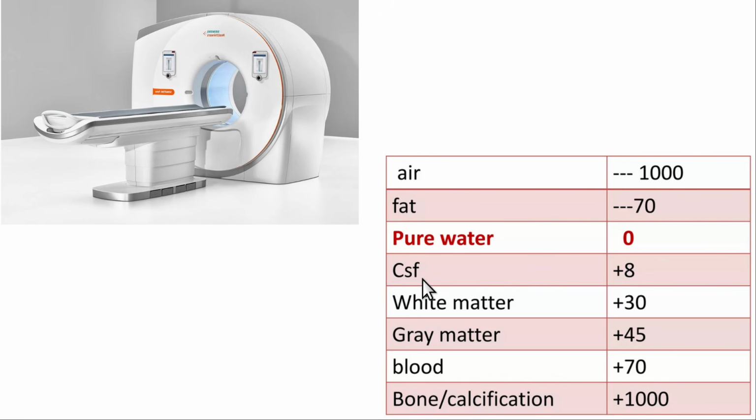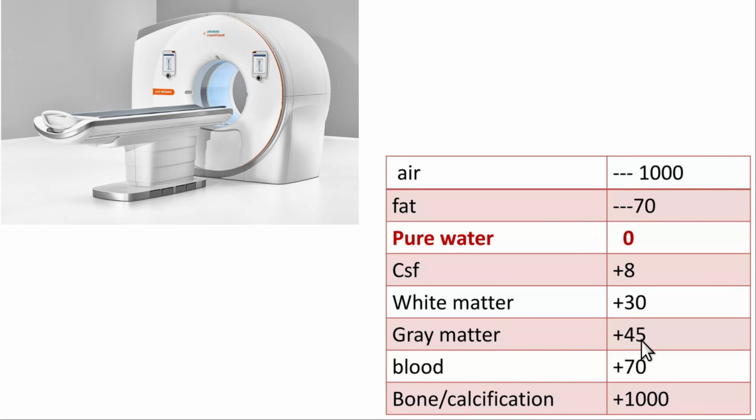So anyways, water is always going to be 0, and fluid in the body that's similar to water, like CSF, cerebrospinal fluid, is going to be close to water. We often think of 0 to 20 as being water. The white matter of the brain has a lot of fat in it from myelin, so it's relatively low in density at plus 30. The gray matter, where the cell bodies of the neurons, the brain cells, are, is denser.